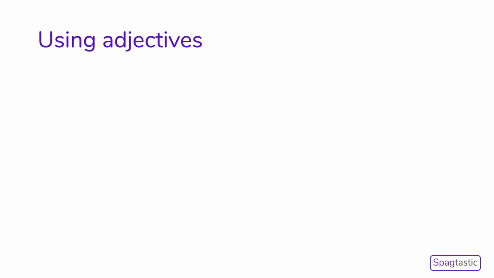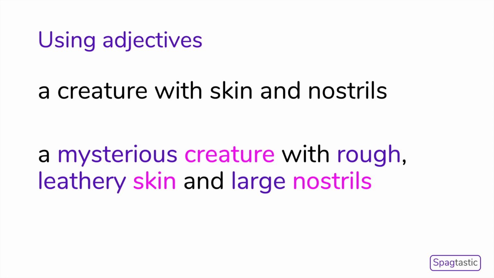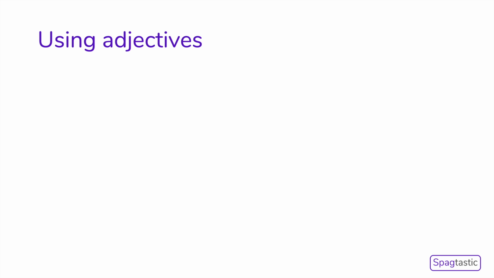We can use adjectives to expand our noun phrases. If we start with a creature with skin and nostrils, creature, skin and nostrils are all nouns. We can add adjectives to describe each of these nouns to make our writing more interesting. We could use the adjective mysterious to describe the creature, the adjectives rough and leathery to describe the skin, and the adjective large to describe the nostrils. A mysterious creature with rough leathery skin and large nostrils is far more descriptive than a creature with skin and nostrils. The adjectives we choose can create very different pictures in the reader's mind.